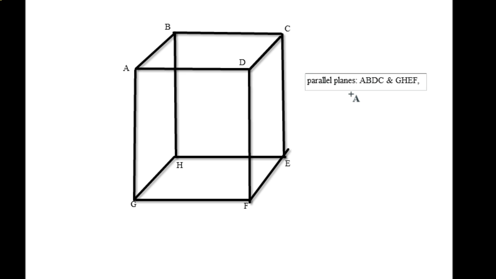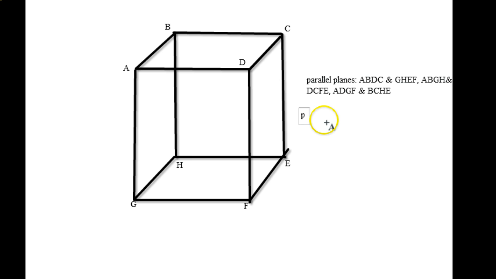Or you could have AB, GH, and so the left side and the right side, this would be DC, FE, the front and the back. So AD, GF, and BC, HE. Okay, so that would be your parallel planes. So the front and the back, the left and the right, the top and the bottom.